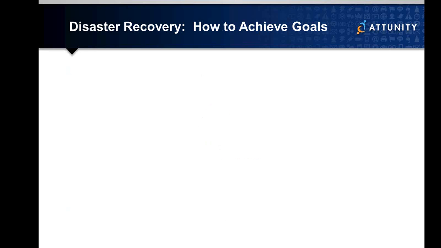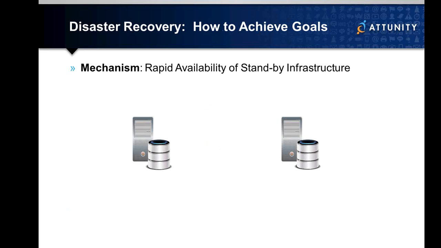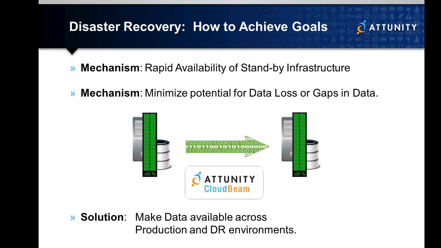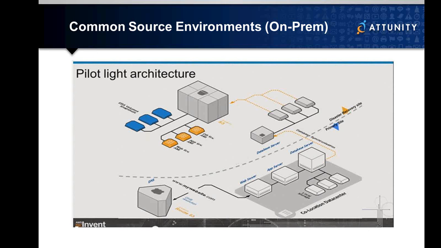So if they are our goals, how shall one achieve them? The first mechanism, of course, is to make infrastructure rapidly available. And thank you to our friends at Amazon. This is now very possible. The second mechanism would be to minimize the potential for data loss or potential gaps in data. To solve that, you may leverage Attunity Cloud Beam, which can make data available across your production and DR environments.